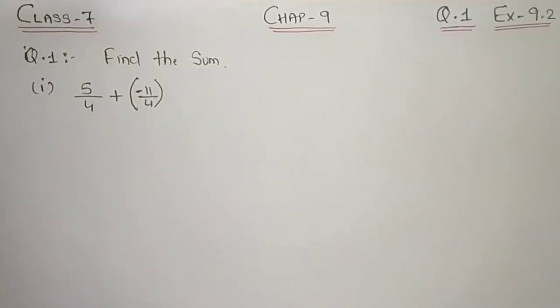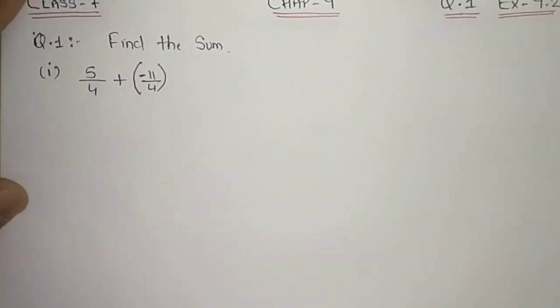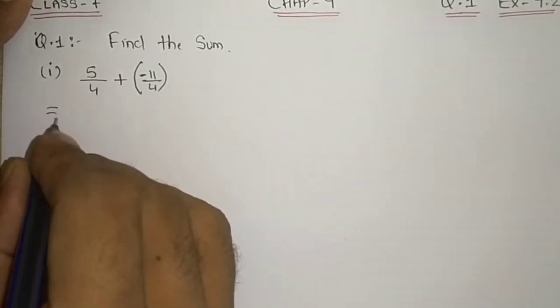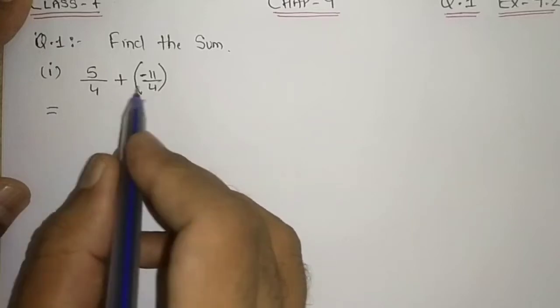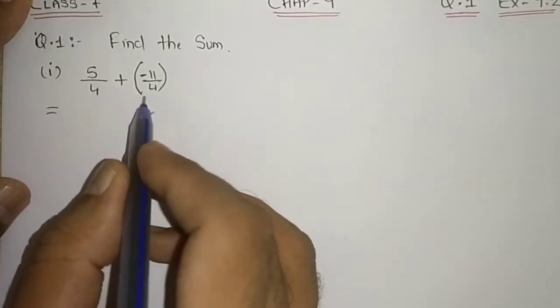Good morning, students. Today we are going to solve question number 1 of exercise 9.2. Question number 1 says find the sum. They have given us 7 parts, and they have told us to find the sum, that is addition of two rational numbers. We have already gone through the introduction part, how to add two rational numbers with the same denominator.